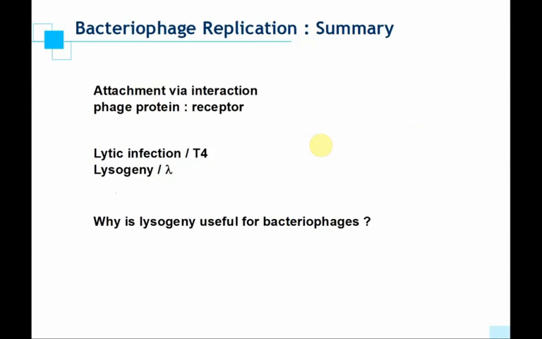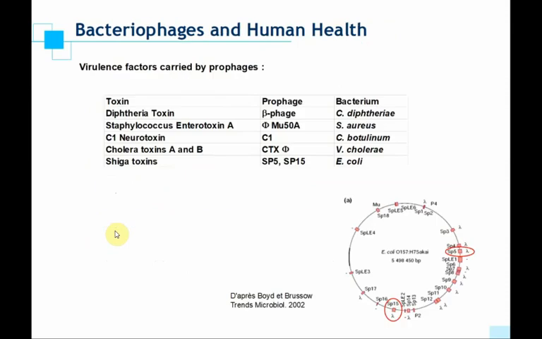Right, so that's about all the things I wanted to say about the bacteriophage replication. So the different steps in the lytic replication cycle in T4 and the lysogenic cycle in bacteriophage lambda. And then this last thing, why is it useful? Why does this even exist, this complicated stuff?